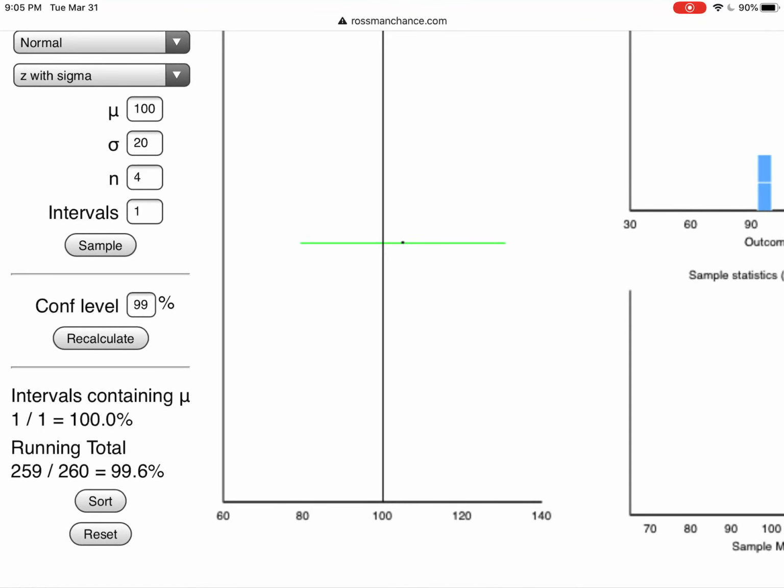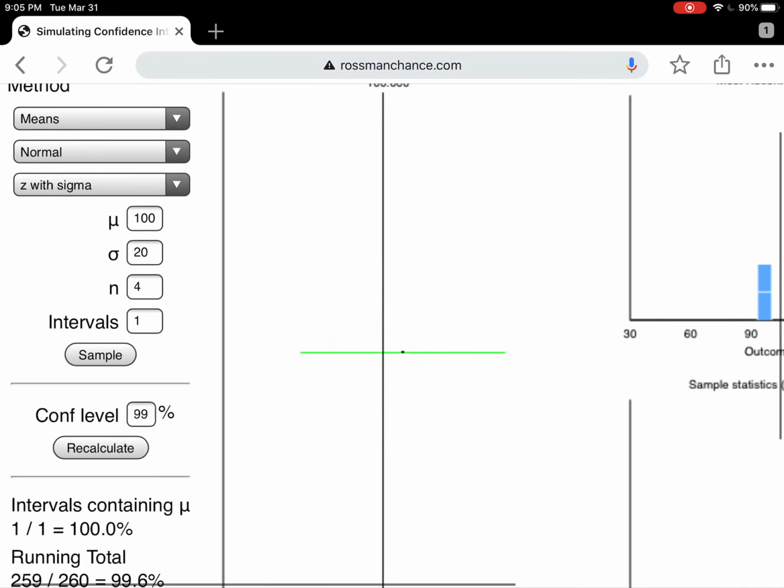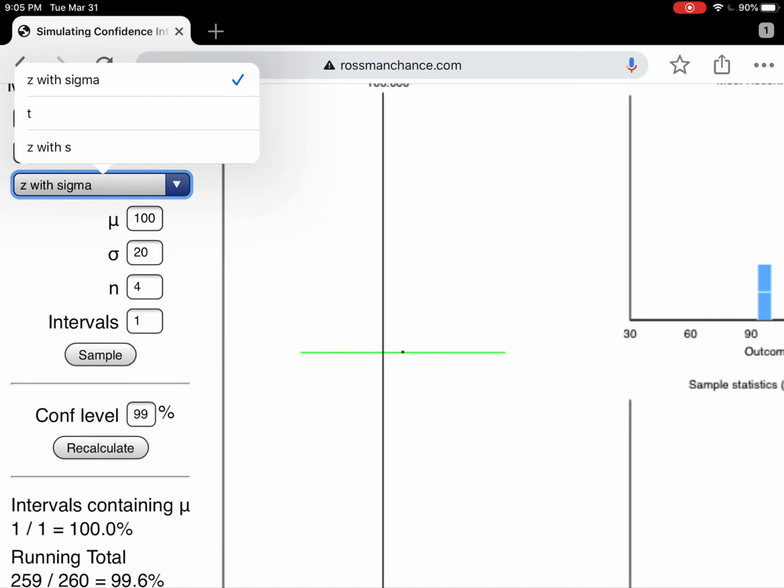Okay, seriously, I'm trying to find one that doesn't. Oh, there was one. So the moment I got one that didn't capture, you can see it drops my capture rate, my running total, to 99.6. It's supposed to be mimicking a confidence level of 99% though. So that's what would happen if you know sigma. But like I said, you are not likely to know sigma.